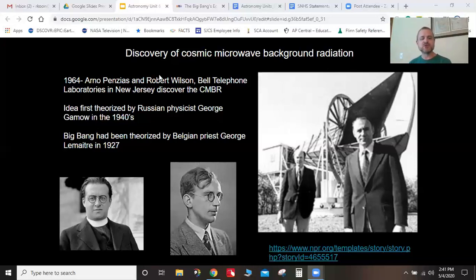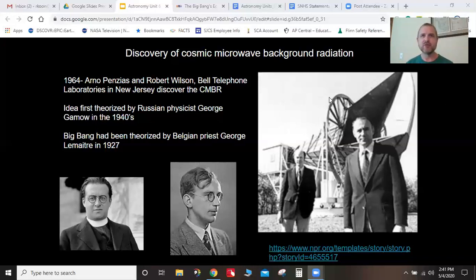Penzias and Wilson, were two scientists working at the Bell Telephone Laboratory in New Jersey. It's still there. You can visit it. And they were working with this sort of horn-shaped microwave telescope. The Bell Laboratories were for telephones and stuff. They were using it to try and communicate with satellites. They were in no way looking for background radiation. They were just building a telescope to use for practical purposes.